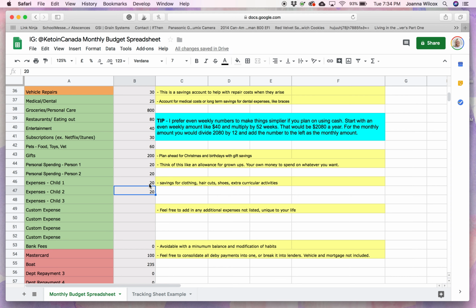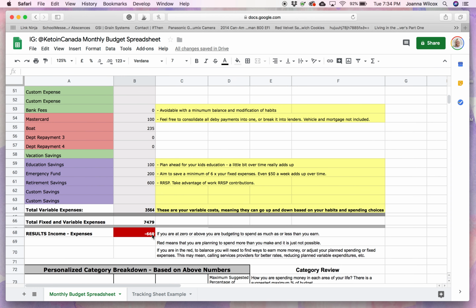So when they have music lessons or anything, it's all coming out of here. $20 is just ridiculous. So yeah, let's be realistic. It's actually this amount that we each get. It's about $50 a week. That's why it's $216.